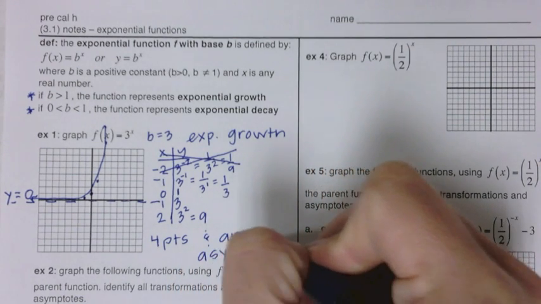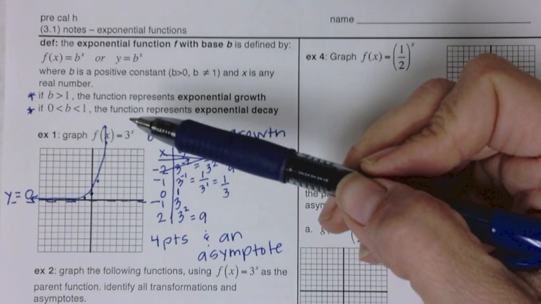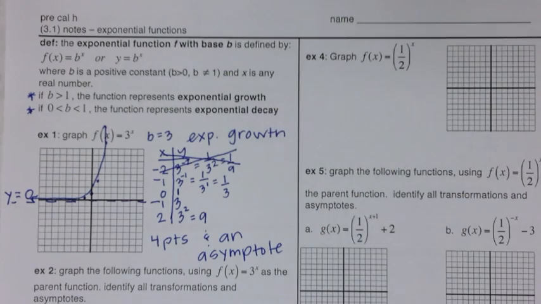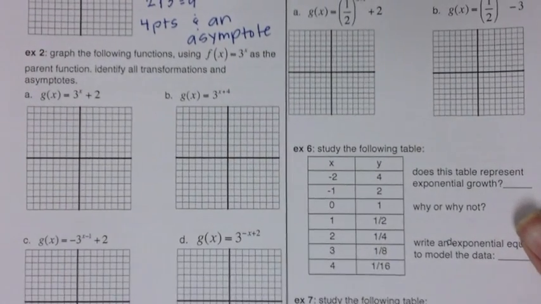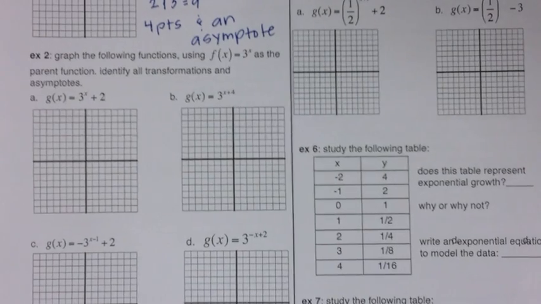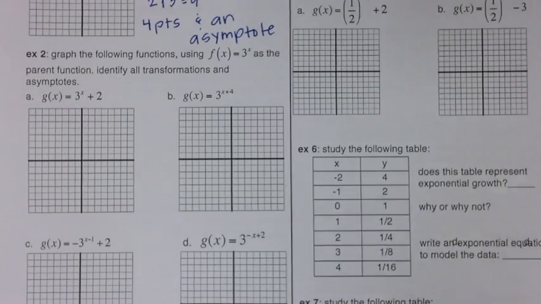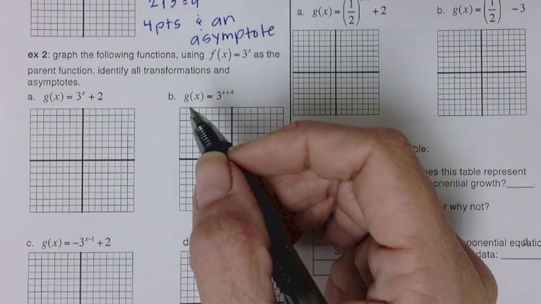So you notice though when you read the problem it just says to graph this, you have to just remember that exponential functions have asymptotes, so you're going to have to put them in there just like rational functions. Okay, example 2, what we're going to do is we are going to take our parent graph, which is 3 to the x, and we are going to shift it around. So we are going to do the same thing we did before.